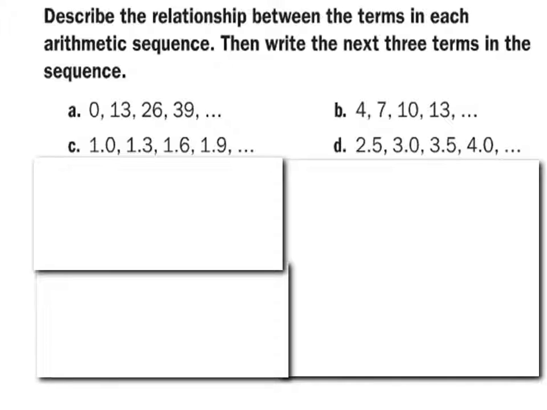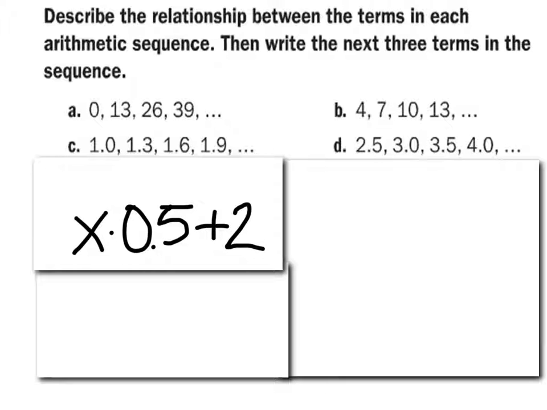All right, Caden, what do you got? X times 0.5, plus 2. I'm going to put 0.5. Is that okay? Yeah. And then plus 2? Yeah. Does that work? Yes. It does. This works, okay?